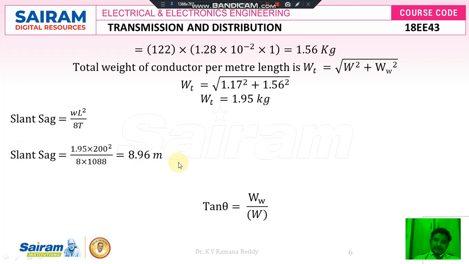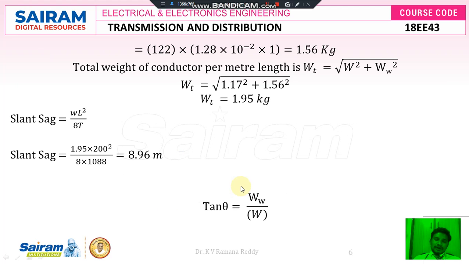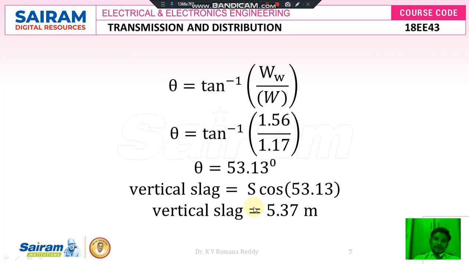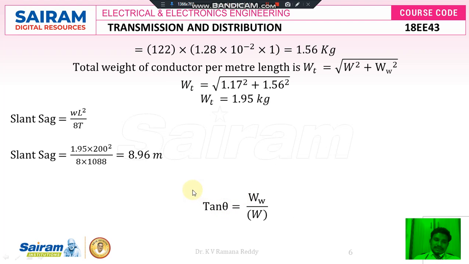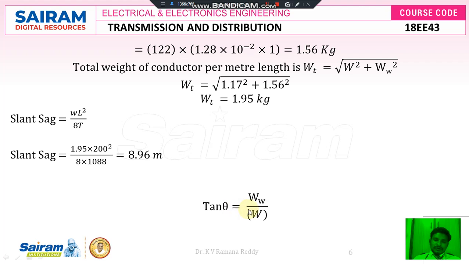Still, in the given problem we have to calculate the vertical sag. For the vertical sag, the formula is tan theta is equal to W suffix W divided by W. That is nothing but the weight due to wind pressure to the overall weight of the conductor, tan theta. Therefore, to find the vertical sag, the formula is S into cos theta. Before that we have to find tan theta.